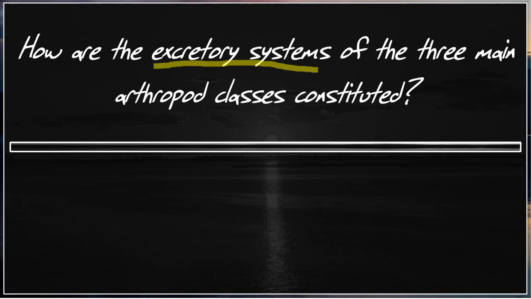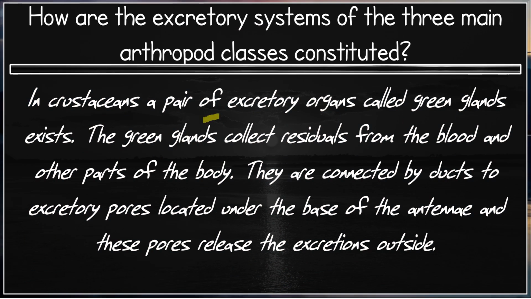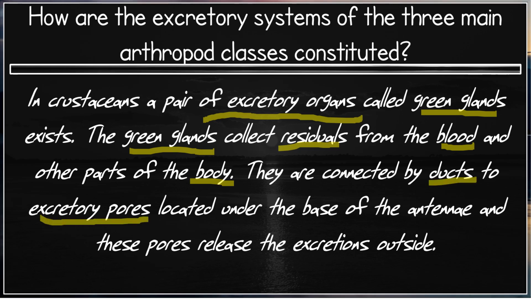How are the excretory systems of the three main arthropod classes constituted? In Crustacea, a pair of excretory organs called green glands exists. The green glands collect residues from the blood and other parts of the body. They are connected by ducts to the excretory pores located under the base of the antenna, and these pores release the excretion outside.